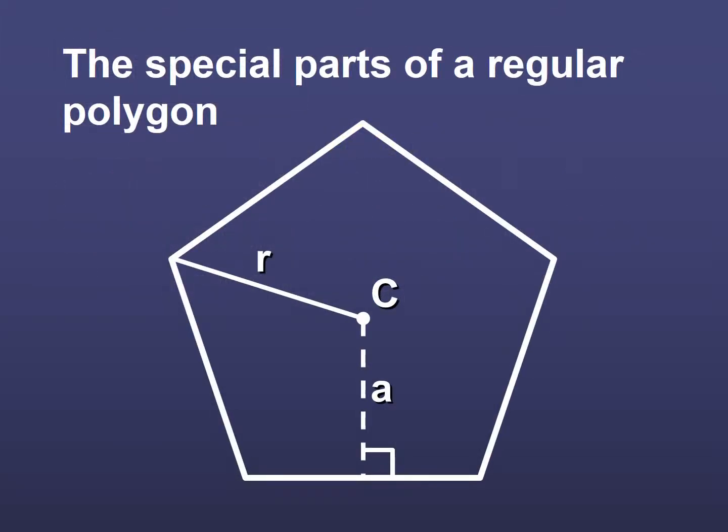So here is a polygon, it's a pentagon. Here are the special parts of a regular polygon. First we have the center. Then we have a radius, which connects the center to a vertex. And then we have the apothem, which is the perpendicular segment that connects the center to a side. Remember, a perpendicular segment means it's going to hit that side at a 90-degree angle.